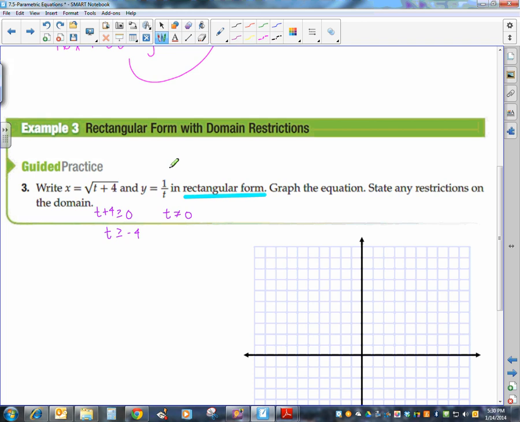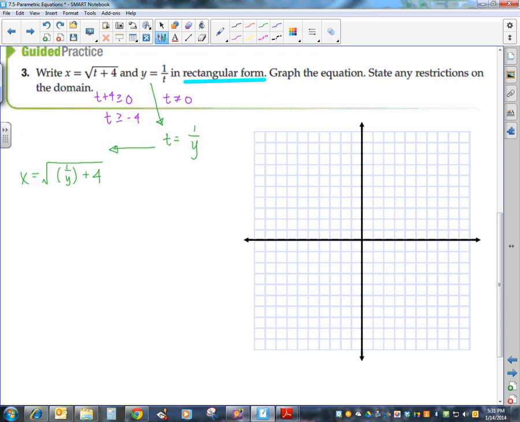If y equals 1 over t, then hopefully you can see that t is equal to 1 over y, because we can just cross multiply and divide. Now I'm going to plug that into the other equation. So I'm going to have x equals the square root of, what was t? t is 1 over y plus 4. To solve that, I have to square both sides. So I get x squared equals 1 over y plus 4.